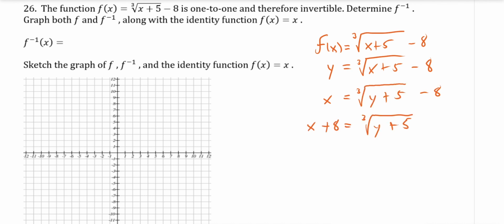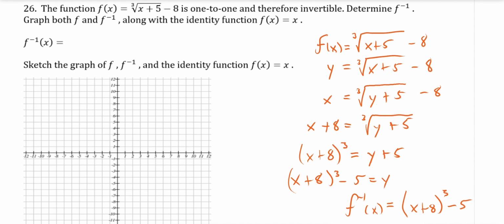Adding 8 to both sides, we isolate the cube root. Then cubing both sides, we cancel it. And now we want to move the 5 over to get y. This means my inverse function is x plus 8 cubed minus 5. I think it might be easier to graph this inverse function first, so let's do that. There's no reason not to.